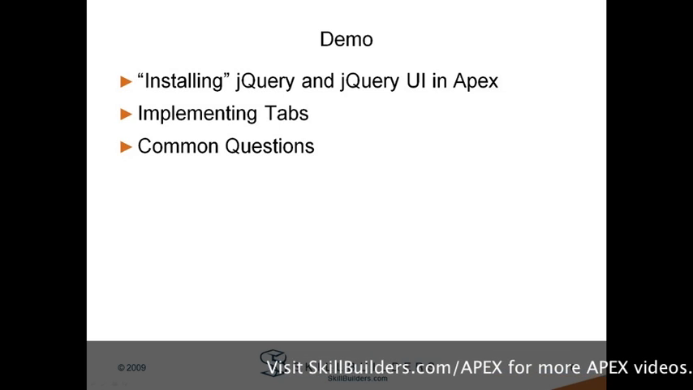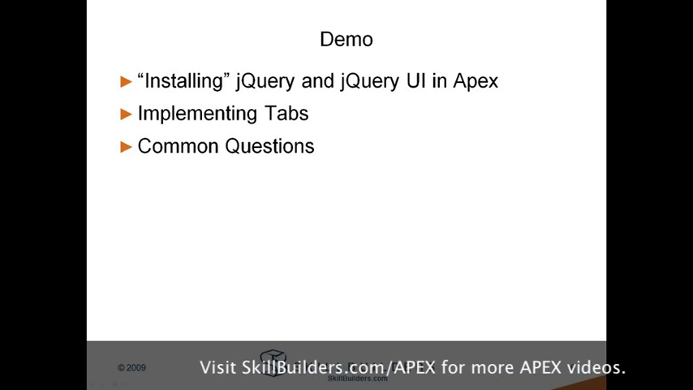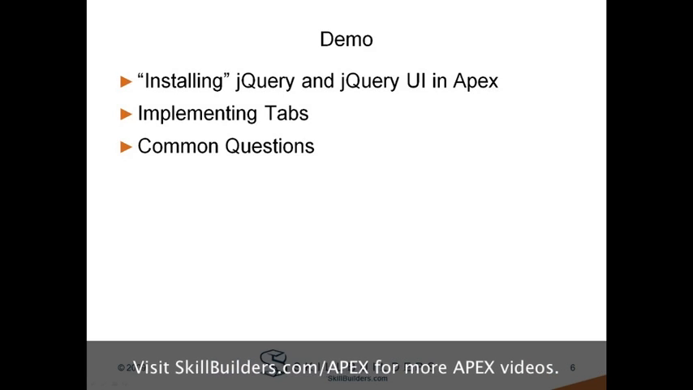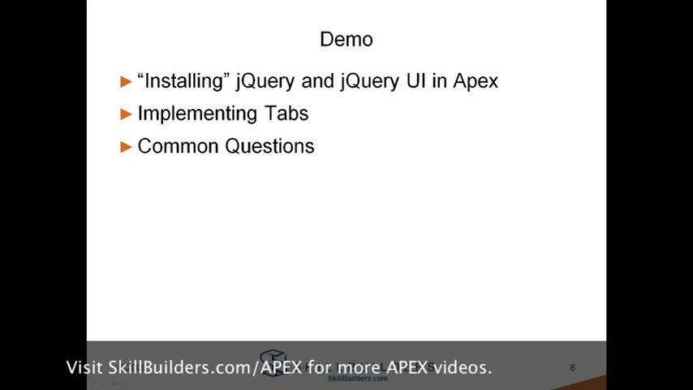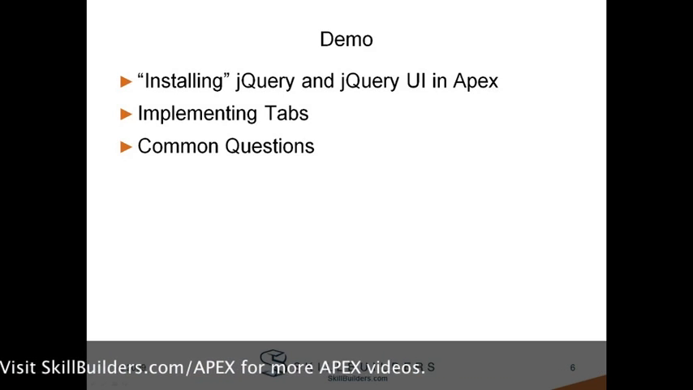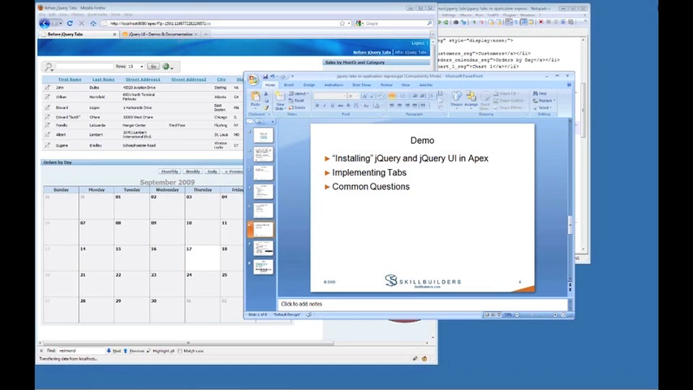Okay, well, let's go ahead and do a live demo. We're going to break this down into 3 parts. First, we'll install jQuery and jQuery UI into Apex. Then we'll go ahead and implement tabs. And finally, I'm going to come back around. I'm going to address some common questions, and I'll modify the code to answer those questions. Let's go ahead and get started.